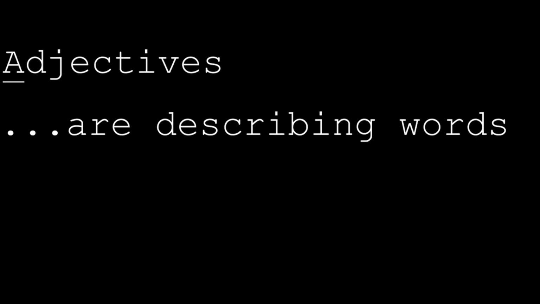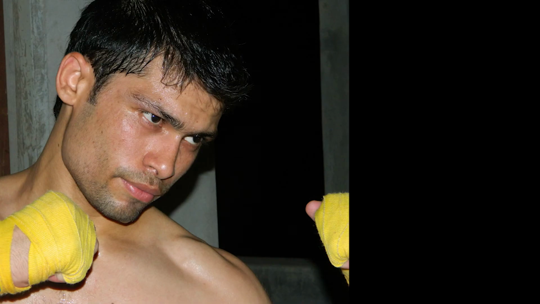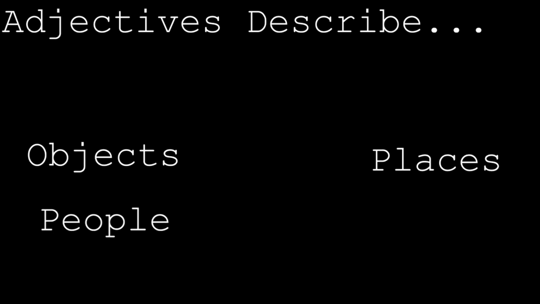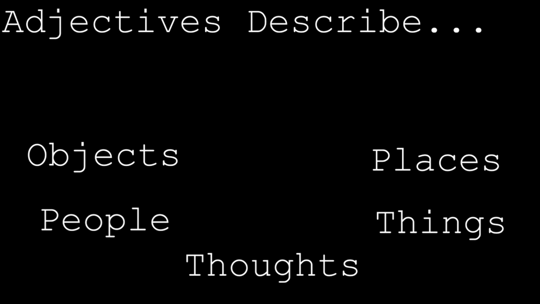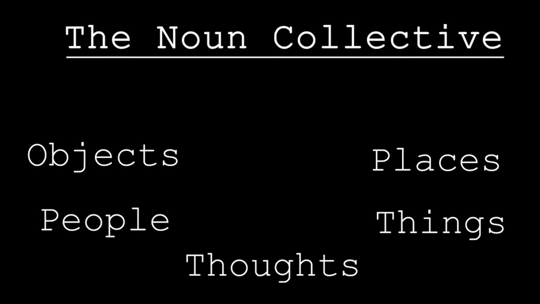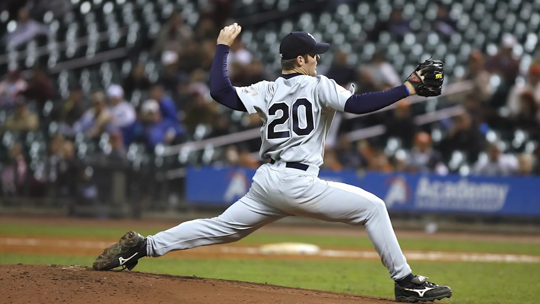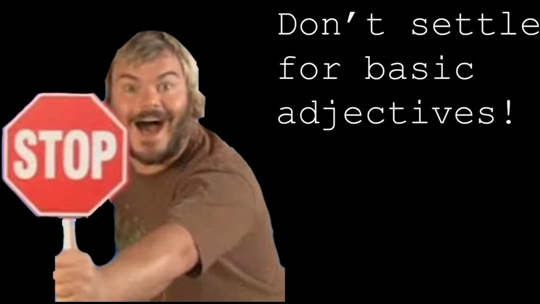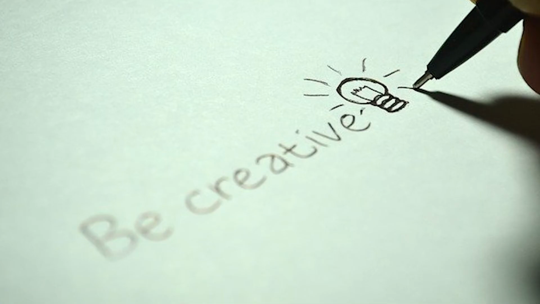The A in M.A.S.S.I.V.E. stands for adjectives. Adjectives are describing words. They're one of your basic classes of words, and they're the heavy hitters that describe your objects, people, places, things or thoughts, often known as the noun collective. Now, throwing lots of adjectives into your writing is really important. Sensory language and emotive language need adjectives to function. Now, don't settle for basic ones. Get creative and interesting with them, and I'll cover those later on in this video.